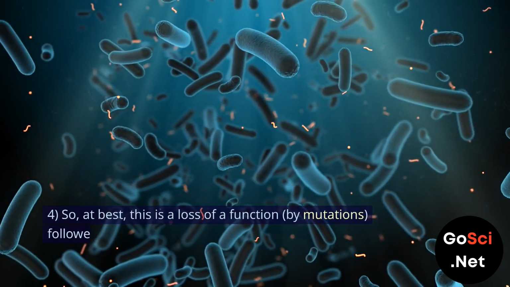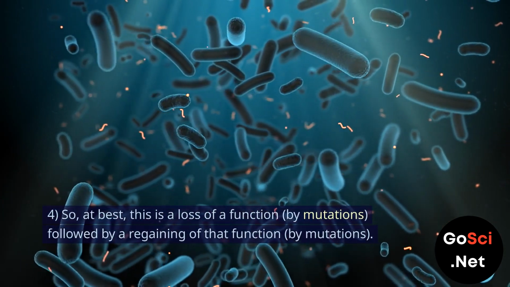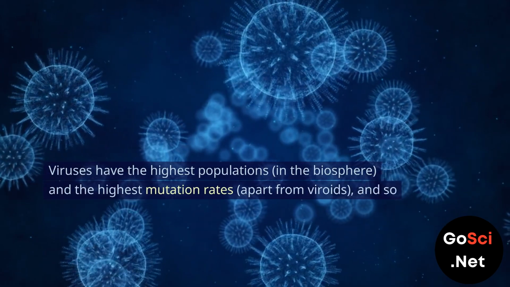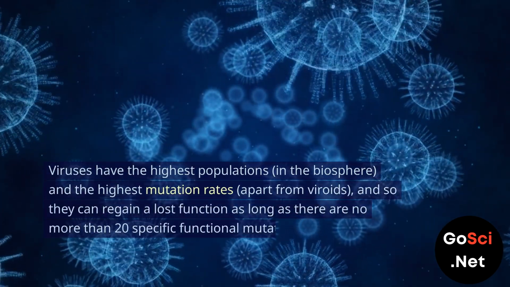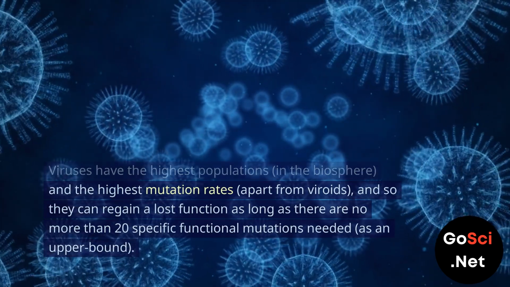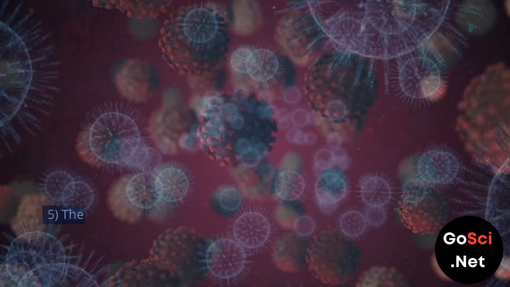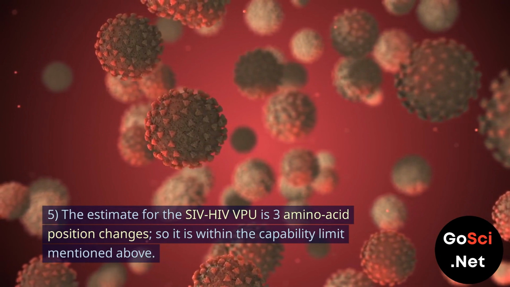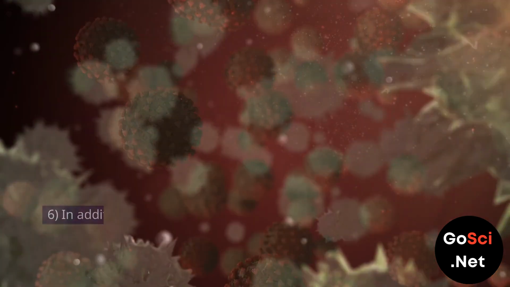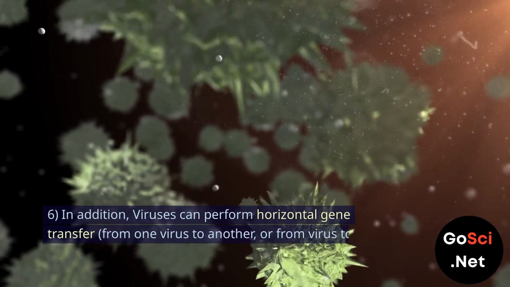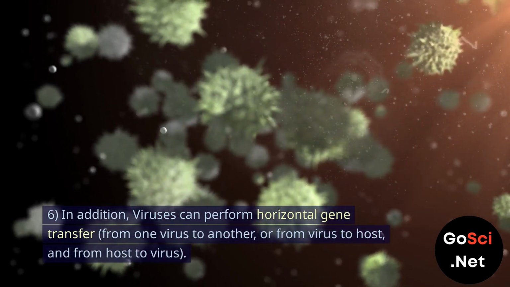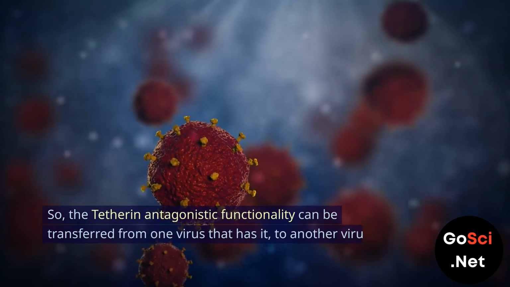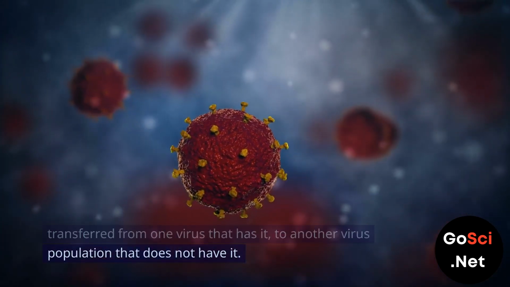4. So, at best, this is a loss of a function, by mutations, followed by a regaining of that function, by mutations. Viruses have the highest populations in the biosphere, and the highest mutation rates, apart from viroids, and so they can regain a lost function as long as there are no more than 20 specific functional mutations needed, as an upper bound. 5. The estimate for the SIV-HIV VPU is 3 amino acid position changes. So it is within the capability limit mentioned above. 6. In addition, viruses can perform horizontal gene transfer, from one virus to another, or from virus to host, and from host to virus. So, the Tetherin antagonistic functionality can be transferred from one virus that has it, to another virus population that does not have it.